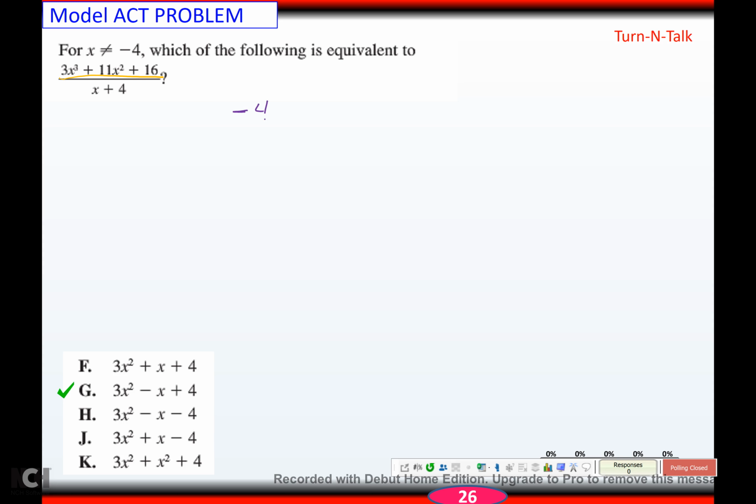So if I put negative 4 in the hole, my third degree coefficient is 3. My second degree is 11. My first degree is 0. Remember, if you're missing a degree, you've got to put a 0 in there or you won't get the right answer. And then 16 on the end.